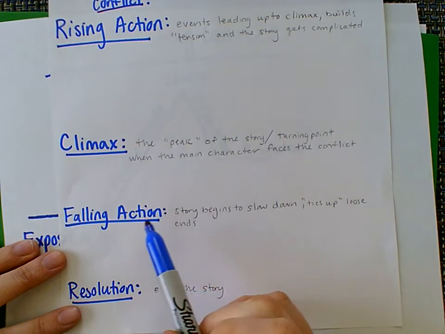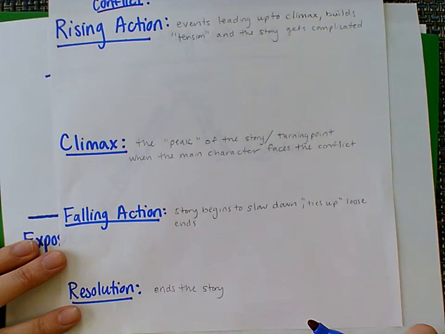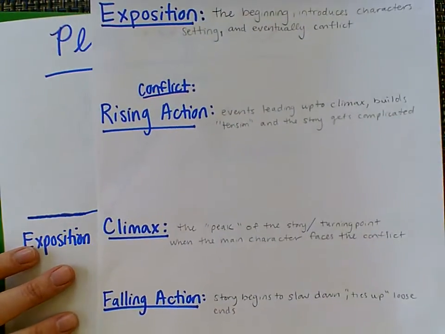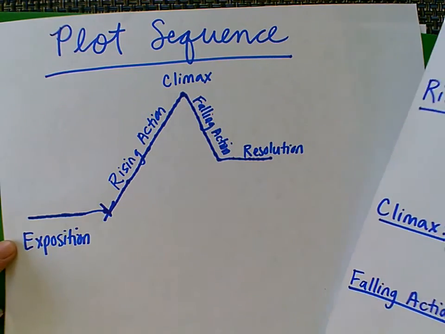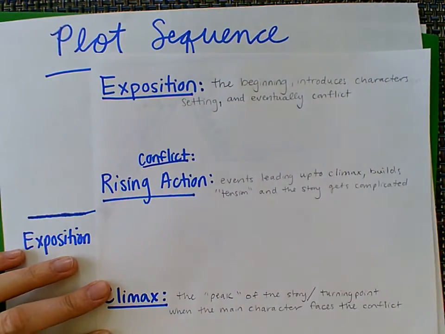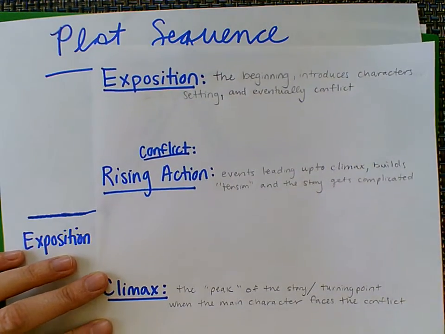Jot down some notes about the falling action. How will things begin to slow down and resolve, and in the end, finally resolve, creating the end of the story? What you're going to do is take some time to think through plot sequence and jot a couple notes down. They don't have to be complete sentences about what you envision happening in your story.